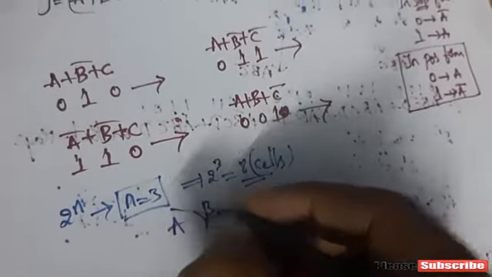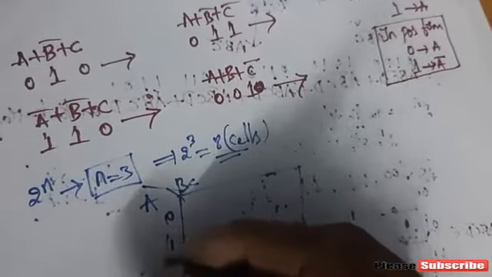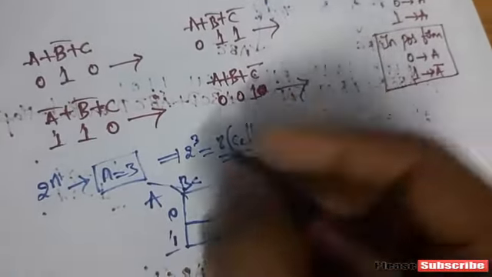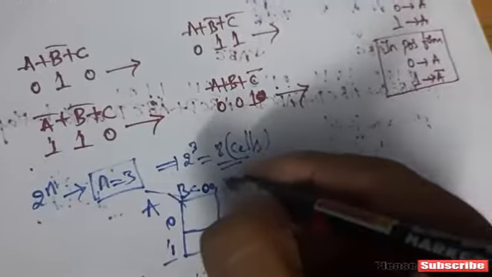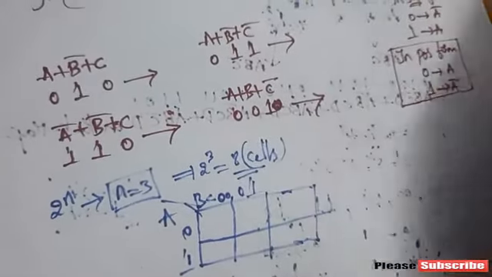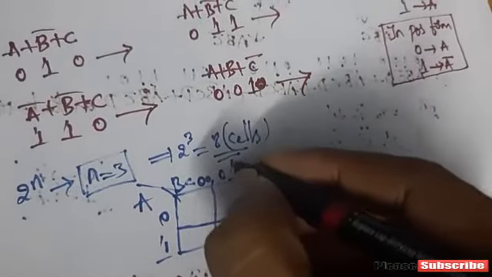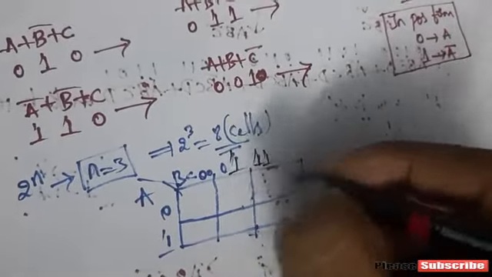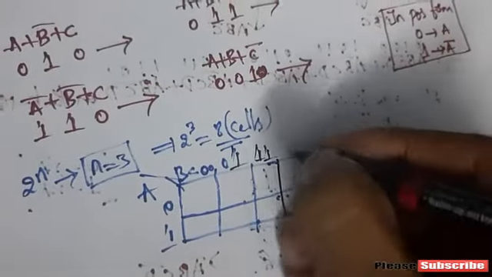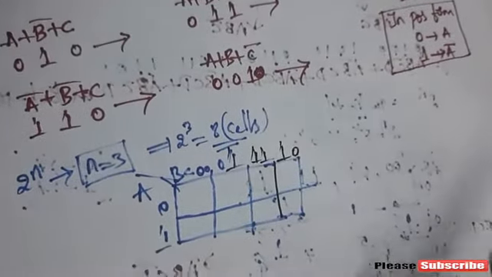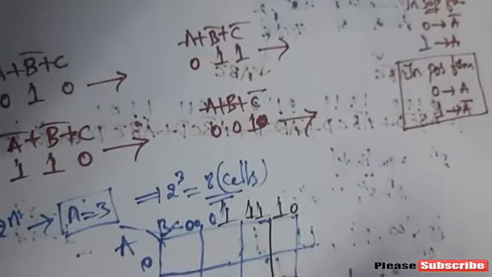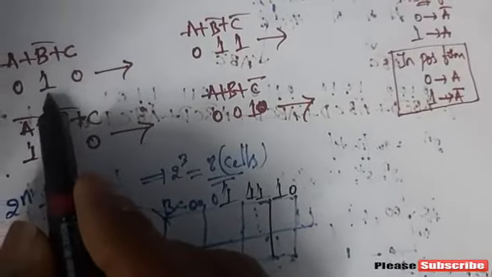A, B, C. This will be the 0, this will be the 1. 0, 0, 0, 1. 0, 1, 1, 1. 1, 0. Let's see. 0, 1, 0. That means 4 to 1, right? 4 to 1 representation.